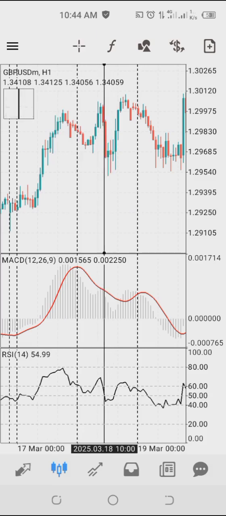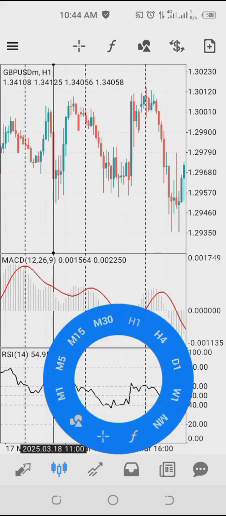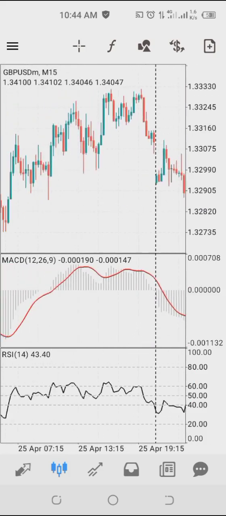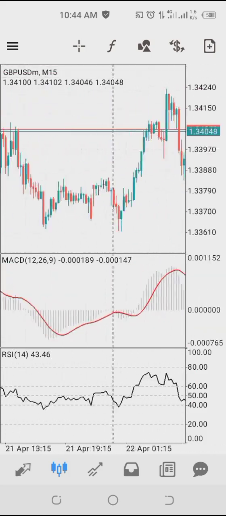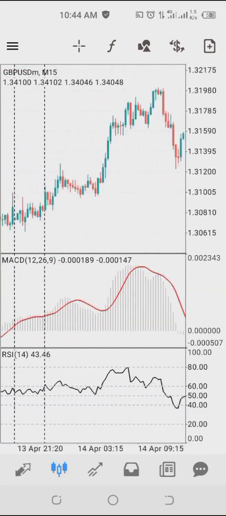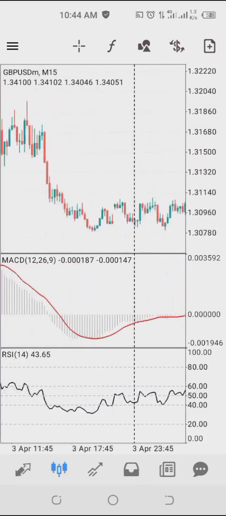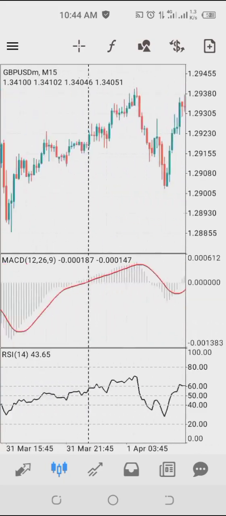As soon as the RSI drops below level 50, then you know that it's about time for you to get into the trade. Now you move to your M15 time frame, which is where you are going to be taking your entries. So let's get to the place where we have our marker.